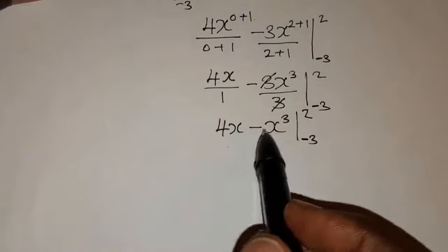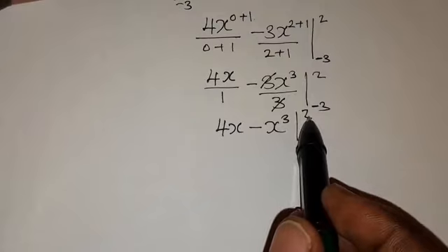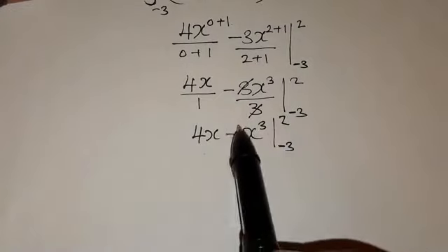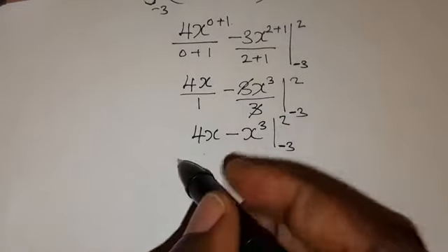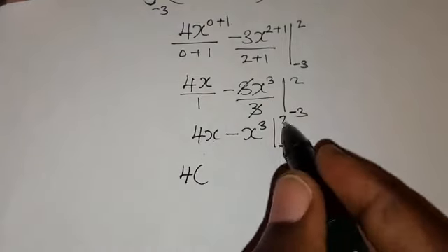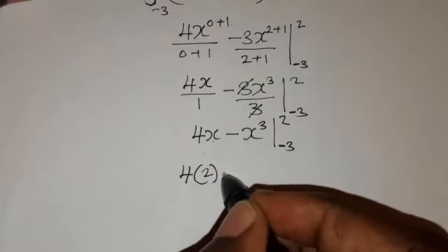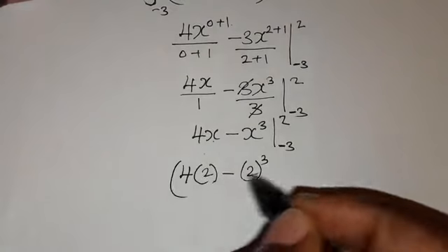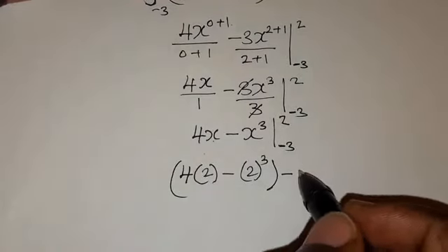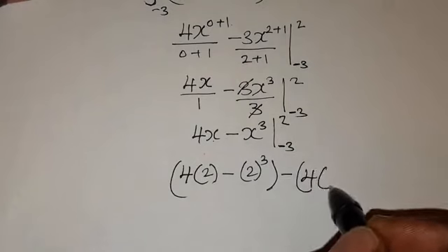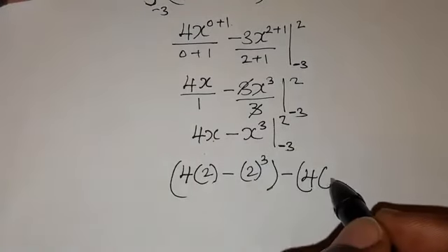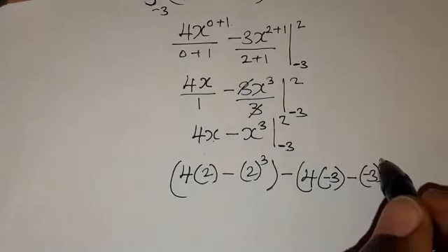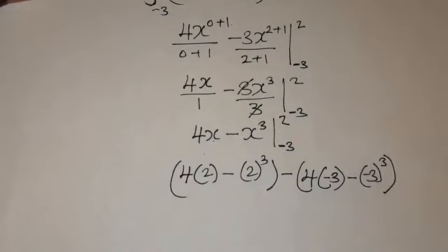Now, since we have integrated, we are going to replace the upper limit first. Make sure that you get this right. You substitute the upper limit first in here. So we're going to have 4, where there's x, you replace the upper limit, which is 2, then minus 2 to the power 3. Then minus, here we replace the lower limit: 4 times -3, minus -3 cubed.